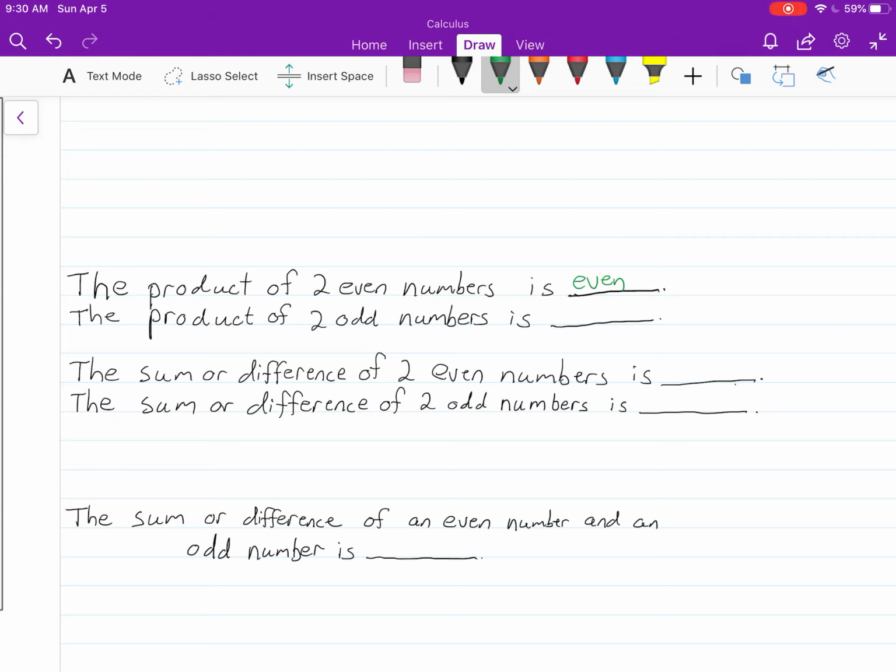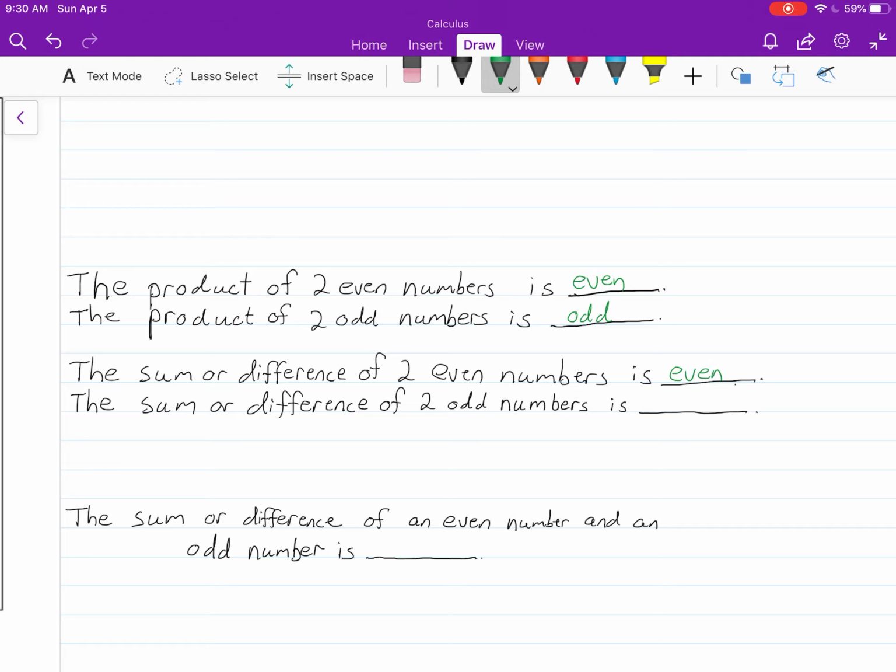The product of two odd numbers. If you multiply two odd numbers together, you always get an odd number. So we're familiar with that. All right, now the sum and differences. The sum or difference of two even numbers. If I take two even numbers, add them or subtract them, I will always get an even number.